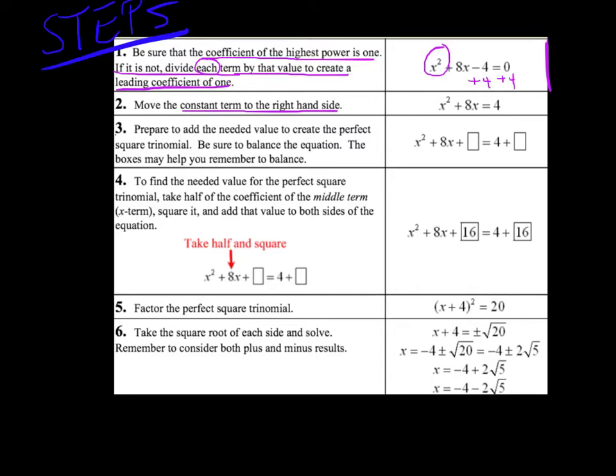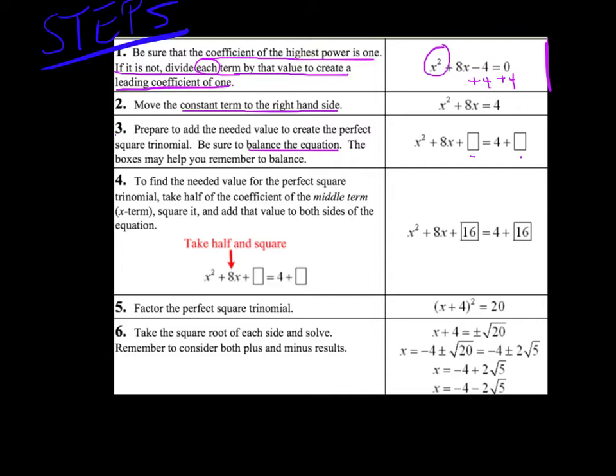Step 3. Prepare to add the needed value to create the perfect square trinomial. Be sure to balance the equation. That means to do it to each side. Boxes may help you if you want to put a box there. We're going to add something to each side.